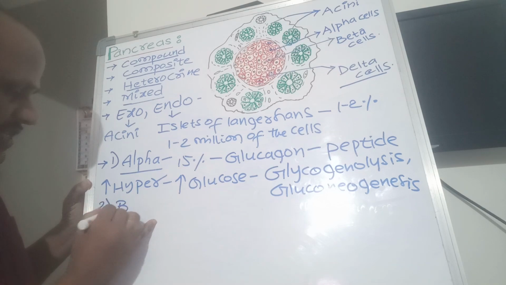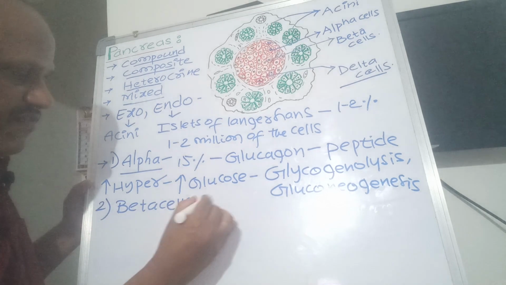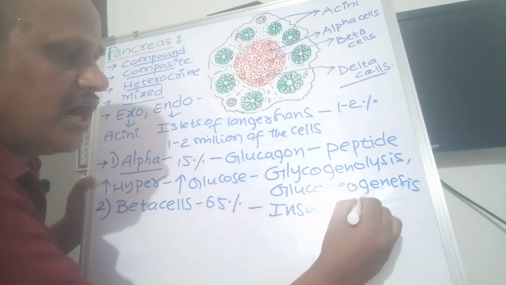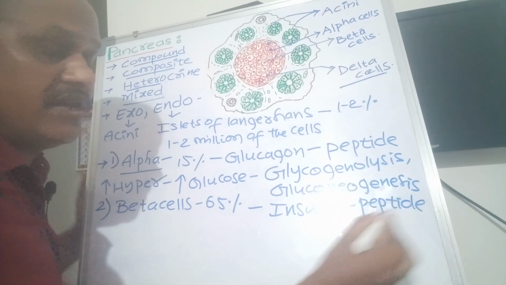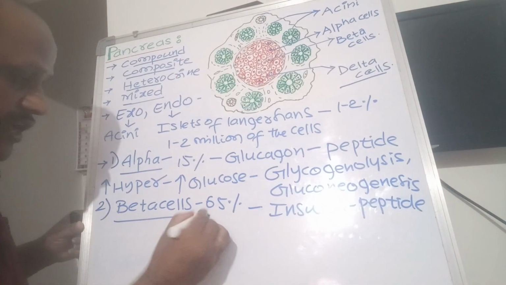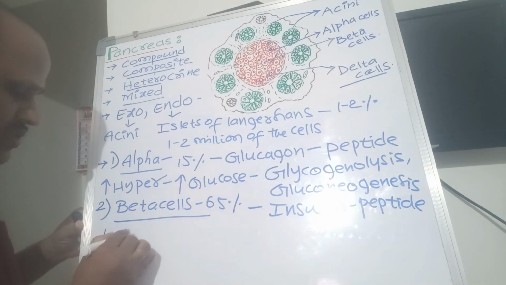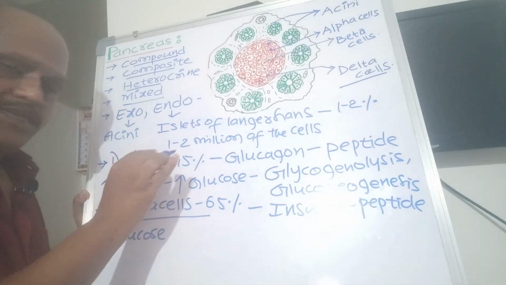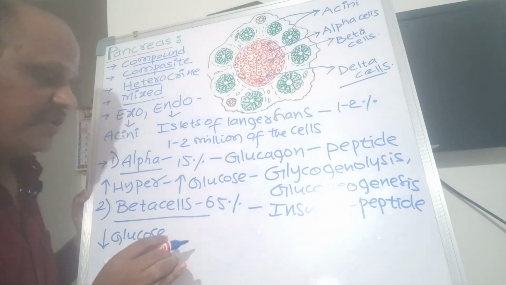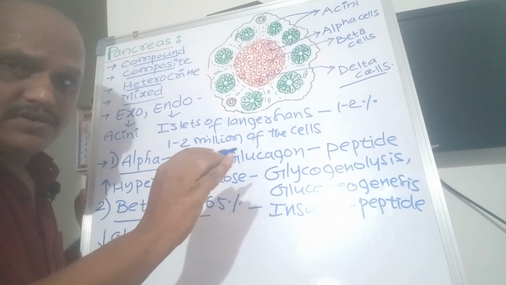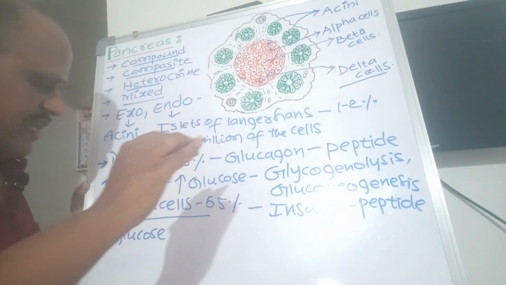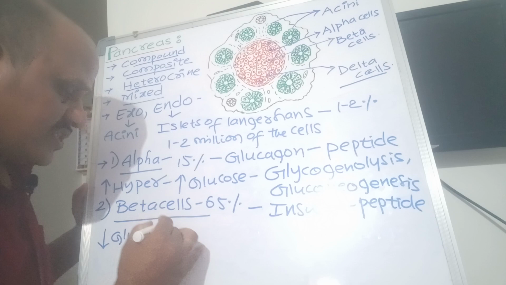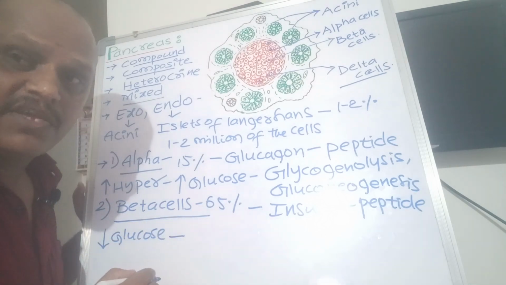Next, beta cells. Beta cells make up about 65%, and they produce insulin, which is also a peptide hormone. Insulin reduces the glucose levels in the blood. Alpha cells produce glucagon, beta cells produce insulin, and together they maintain the glucose levels in the blood. Since insulin reduces glucose levels, it is known as a hypoglycemic hormone.